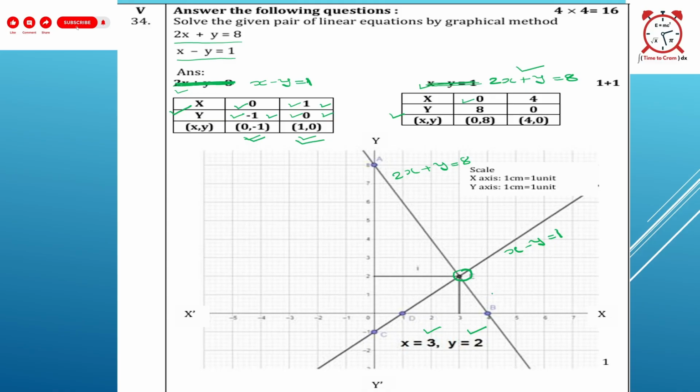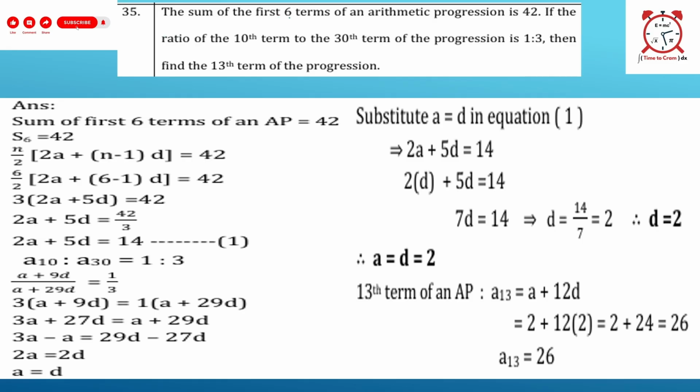Next question, question number 35. The sum of the first 6 terms of an arithmetic progression is 42. If the ratio of the 10th term to the 30th term of the progression is 1:3, then find the 13th term of the progression. So here S6 equal to 42. So by keeping the formula, we will get a linear equation in two variables a and d as 2a plus 5d equal to 14. Now the second condition is given by their ratio, a10 is to a30 equal to 1:3.